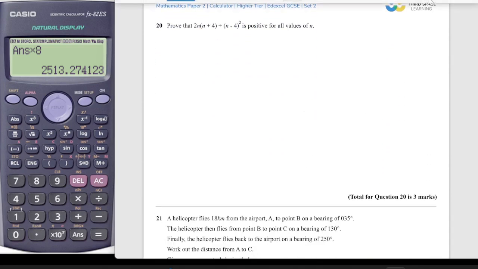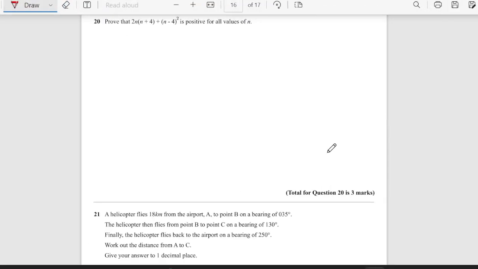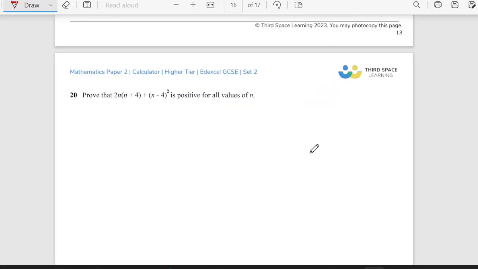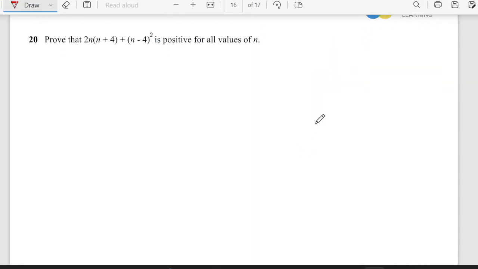Okay, question 20. Prove that 2n times n plus 4 plus n minus 4 all squared is positive for all values of n. So we're going to simplify this as much as we can.